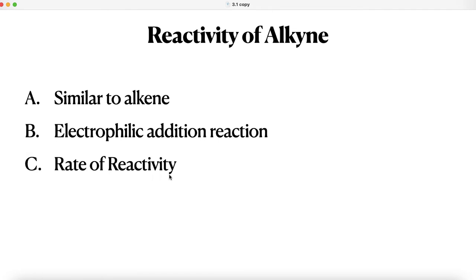When we compare the rate of electrophilic addition reaction of alkyne with alkene, one may think that alkyne, being more unsaturated because it contains 4 hydrogens less than the alkane, whereas alkene is less unsaturated because it contains 2 hydrogens less, may be more reactive than alkene. But this is not correct.